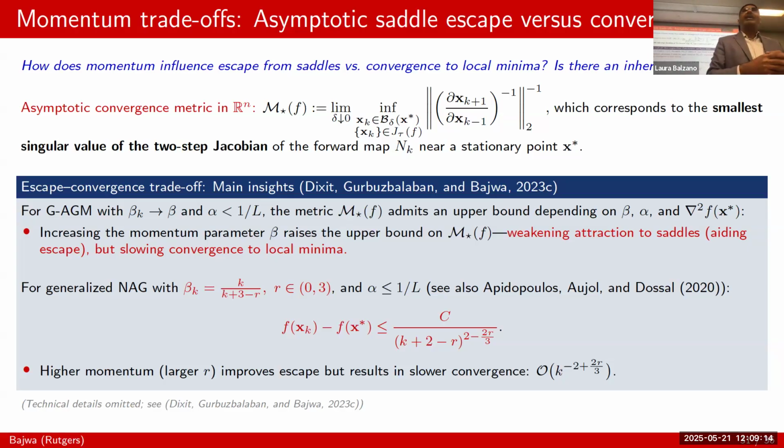Which makes sense, that higher momentum is not letting you get pulled into your region of attraction, and for that same reason you won't actually settle at a local minimum, okay?